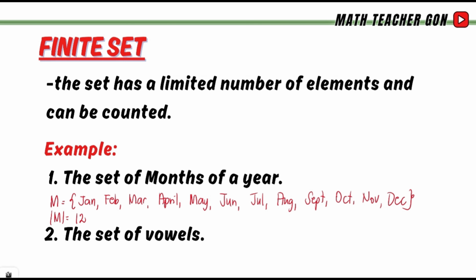The set of vowels. So I have given this one, which is V is equal to A, E, I, O, and U. So for the cardinality of set V, you have 5 elements.